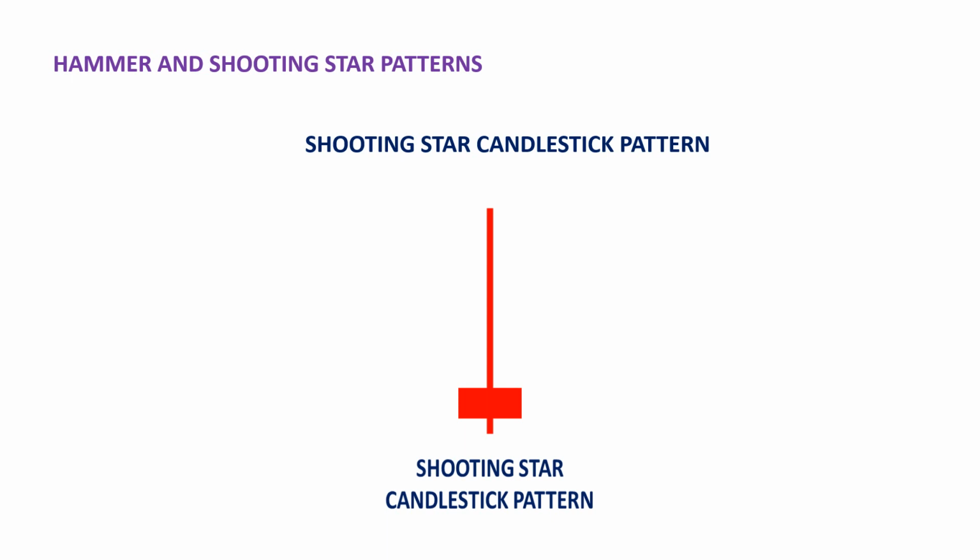The long upper wick indicates that buyers initially push the price higher, but sellers enter the market and push the price back down. This pattern indicates a change in sentiment and a potential shift toward a downtrend.